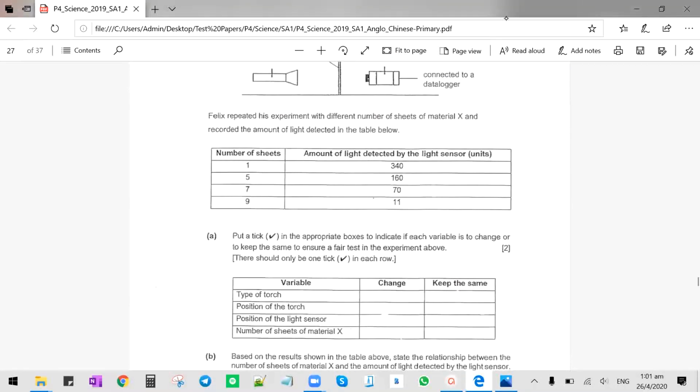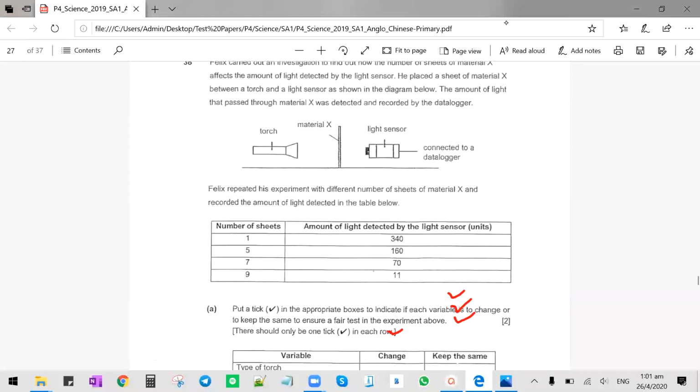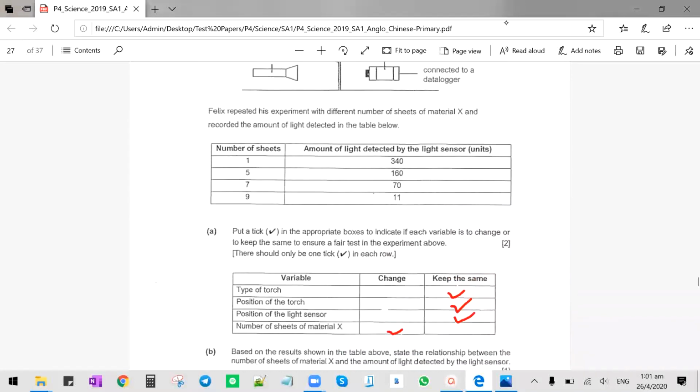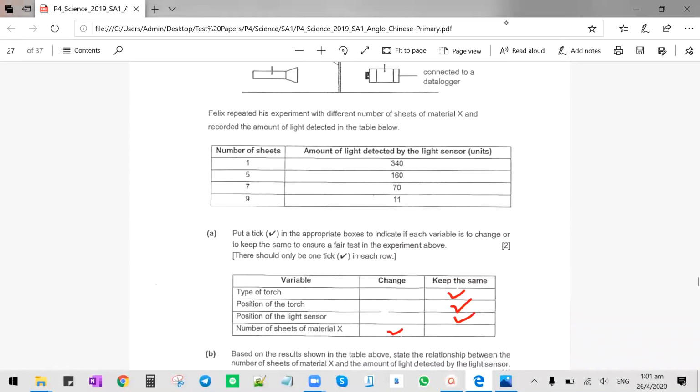Type of torch. Definitely, you keep the same. Position of the torch, yes, keep the same. Position of the light sensor, yes, keep the same. Number of sheets of material X, you change, okay? Because you see, the aim is to find how the number of sheets affects, right? So of course, you must change the number of sheets, to find out how it affects. Okay, so I'm going to clear this.